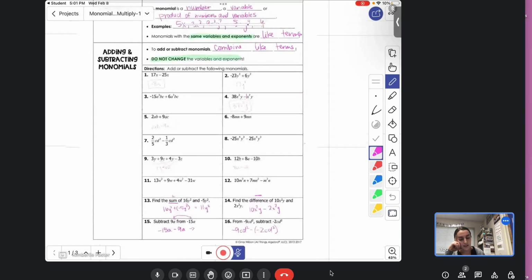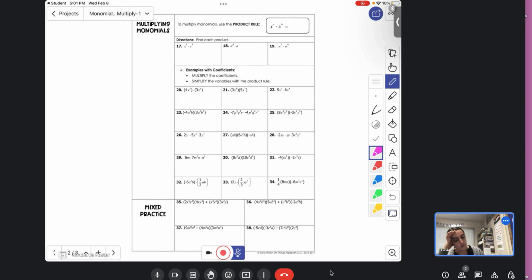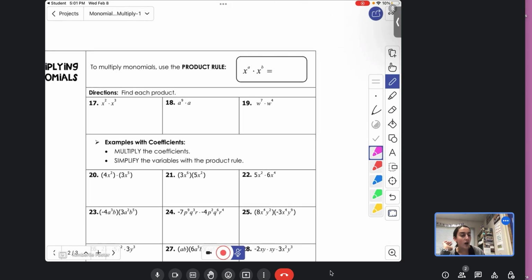All right, so that is the notes for adding and subtracting. We're combining like terms. We're looking for same variable, same exponent. And we just add or subtract the coefficients. Flip it over, and I'm going to introduce you to the product rule. Well, I'm not, Miss Barrett is, but if you need a refresher or if you're absent.